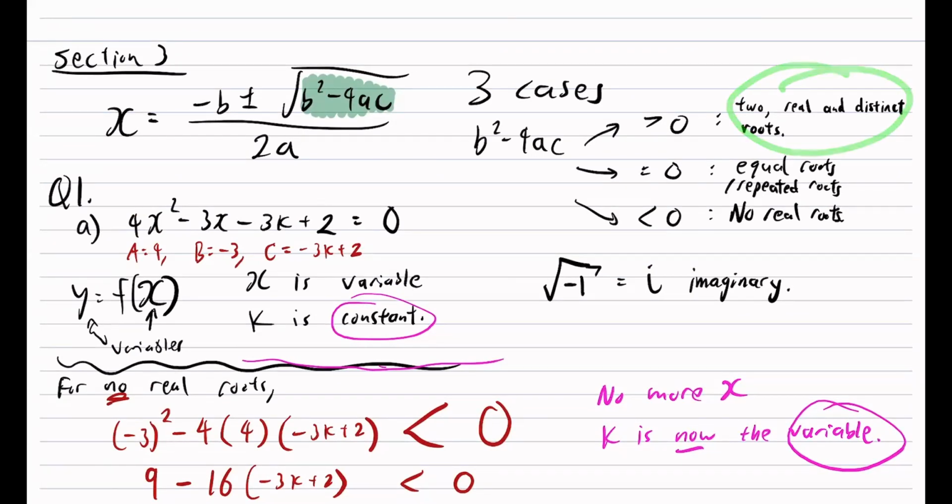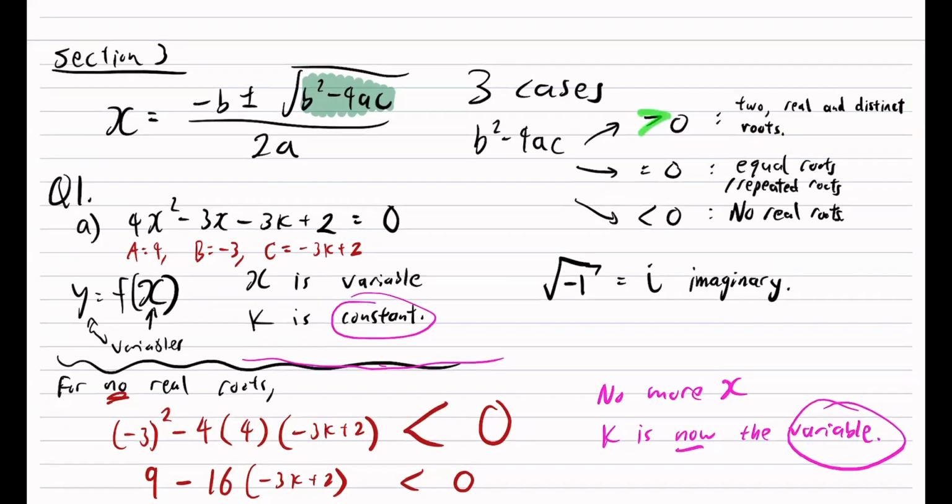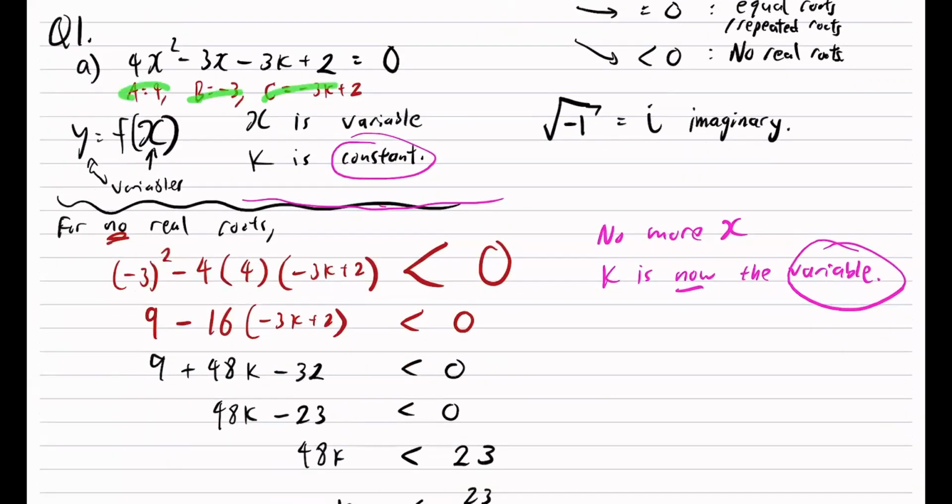So more than 0. All you need to do is identify what's your A, B, and C, plug into the formula for the discriminant, then change the symbol. The only thing you need to change is this part: from less than 0 to more than 0, or to equal to 0. Part 3 will be equal to 0. Part 2 will be more than 0. Part 1, which is what we just did, is less than 0.